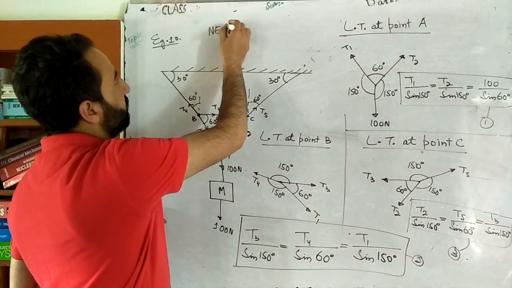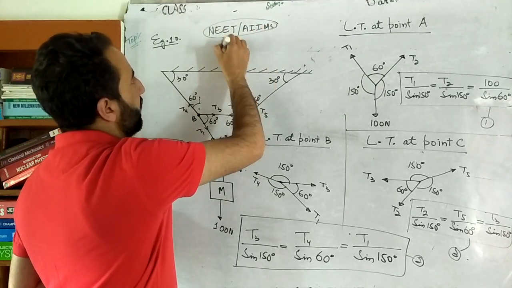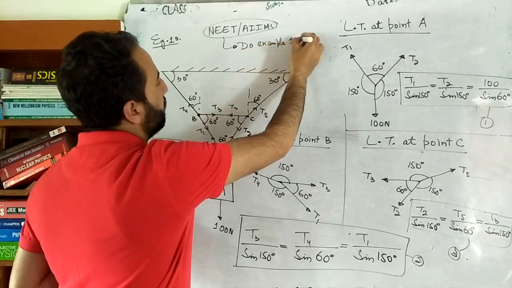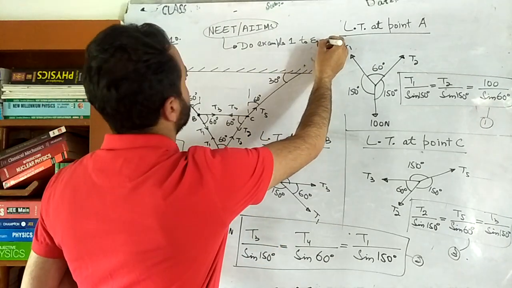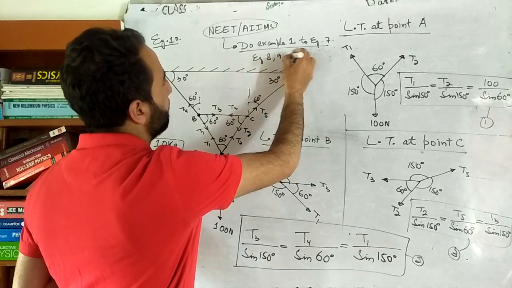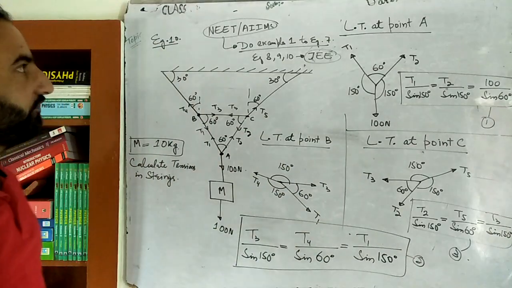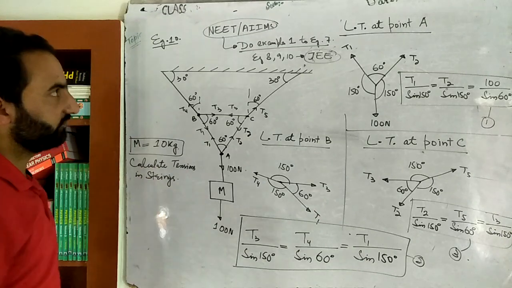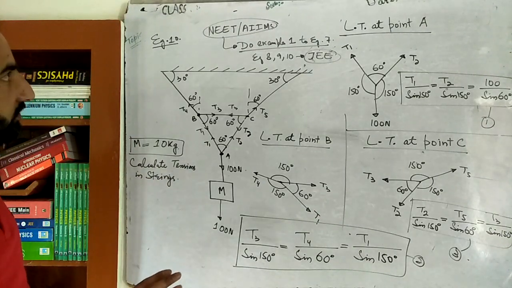Now an important point here: for NEET students, I mean PCB, concentrate on the examples. Do example 1 to example number 7. Then example number 8, 9, 10 are only for the JEE aspirants, because examples 8, 9, 10 can never be asked in NEET or AIIMS, but they are specifically for the JEE students. So we are done with Lami's theorem.